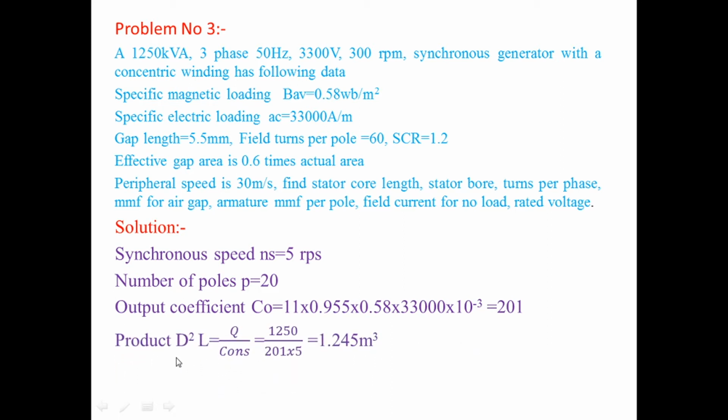So the product D square L is equal to Q divided by C naught into Ns. Q is 1250, don't convert into VA. So 1250 divided by C naught, which is 201, into Ns, which is 5 rps. So you will be getting 1.245 meter cube.